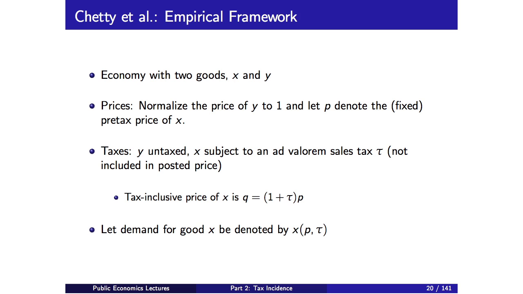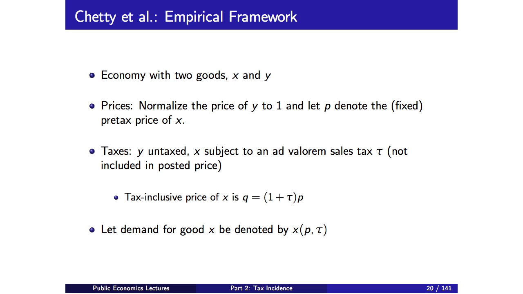And then we will, obviously, when we talk about the theory of incidence, relax that assumption and talk about how the incidence of the tax depends upon the relative elasticities again. But just to motivate this empirical framework, just assume that P is fixed. So we're going to allow for a tax on good X, which is an ad valorem sales tax. And then we're going to assume that the numeraire good Y is untaxed. And the key thing that we're going to assume is that this tax on good X is not included in the posted price, right? And you'll see why that matters.